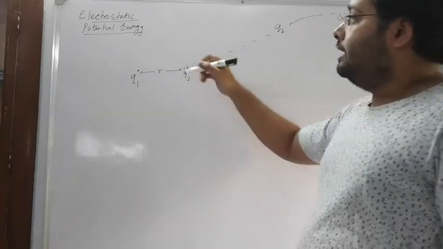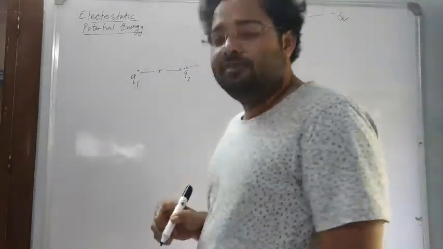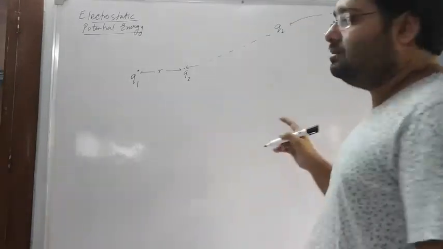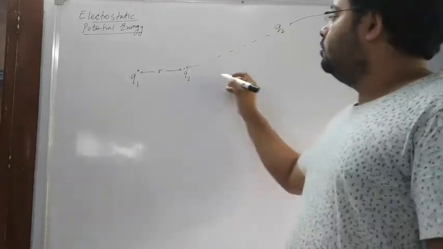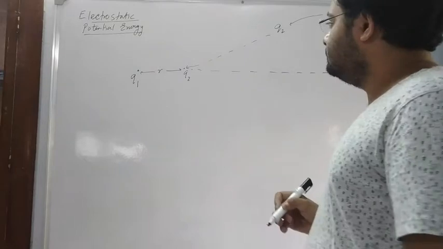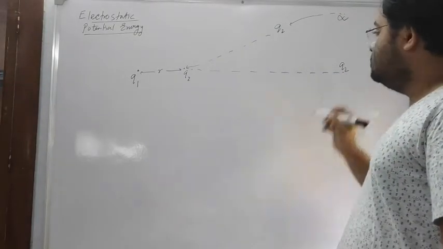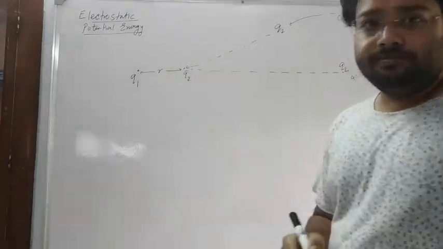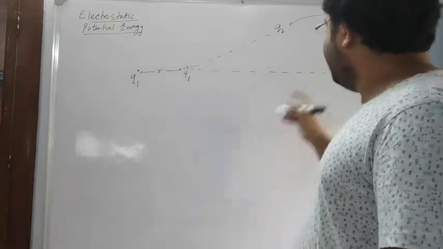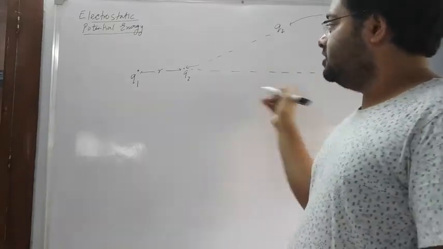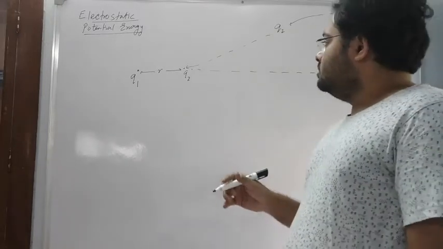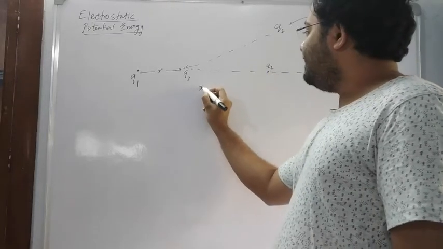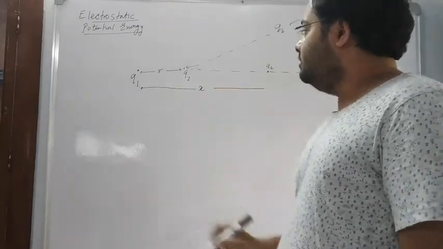Look, the electric field is a conservative field, so the energy or work done does not depend on the path followed. And therefore, we are assuming we are bringing this Q2 charge from infinite distance along a straight line towards Q1. Say initially they are similarly charged, say positively charged. So what will happen when Q2 is at a distance of x from Q1?